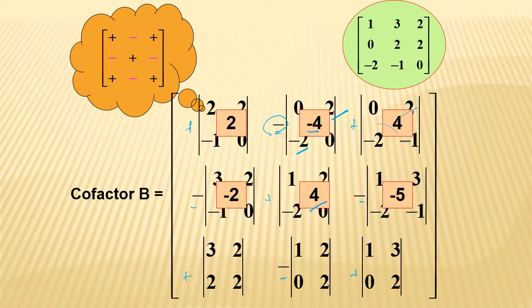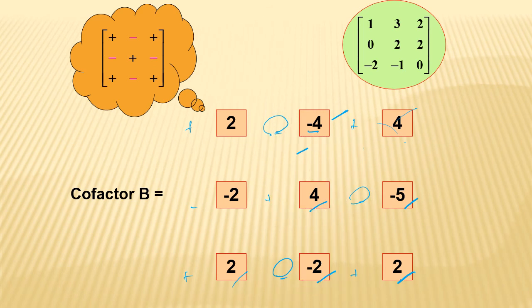Here, negative 1 plus 6, so will be 5. And then we have negative here, so negative 5. And then for here, 3 multiplied by 2, 6 minus 4 will be 2. 2 minus 0 will be 2. And then we have negative in front of it, so negative 2. And then the last one is 2 minus 0, so will be 2. So we have the cofactor already.